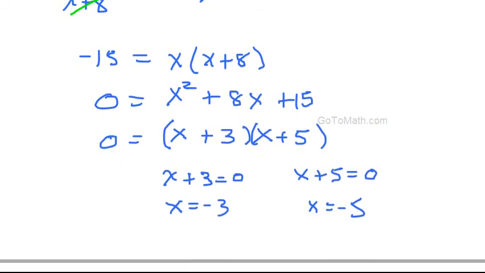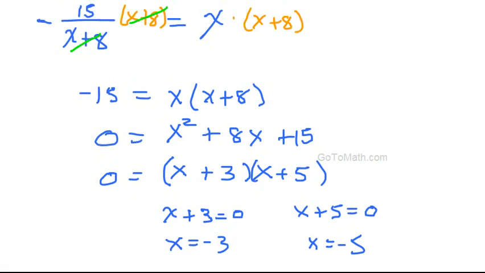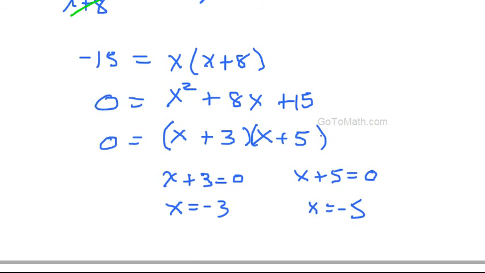Wait a minute. Maybe we'll use them both. It's kind of odd. Well, negative 3. I did do this right. I didn't write anything down wrong. Right. x squared 8x 15. 3 times 5 is 15. When we add them, we get 8. Yeah, that's got to be our two possible solutions.